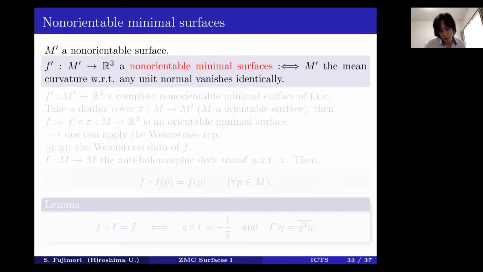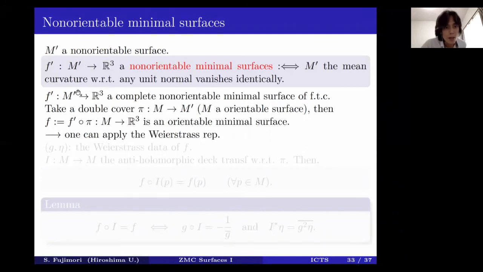Okay. And finally, I will introduce non-orientable minimal surfaces. This is the final part of today's talk. Let M prime be a non-orientable surface. In this case, the mean curvature is not defined, but we can take the mean curvature with respect to a unit normal. Then F prime is a non-orientable minimal surface if the mean curvature with respect to any unit normal vanishes identically.